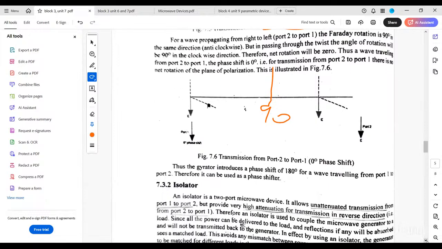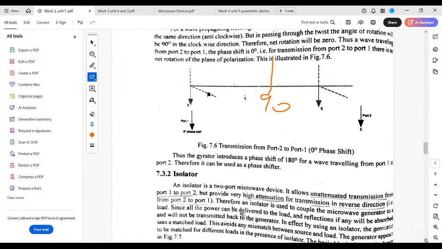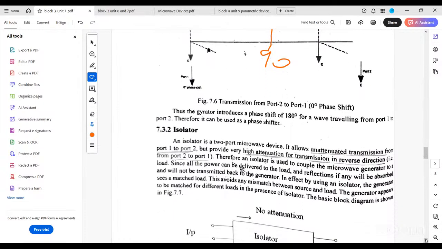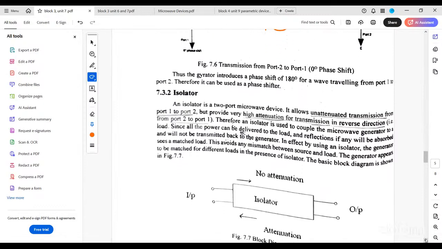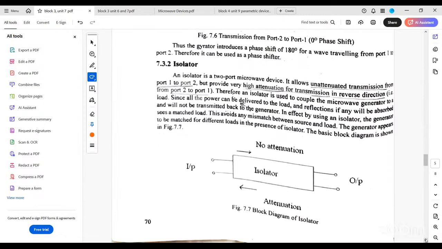Just go through it once. If it is clear, I will go to the next one. Three diagrams. This one is easier compared to the previous one. And next we will see the isolator. What have you understood from the 7.7 diagram? Diagram 7.7.